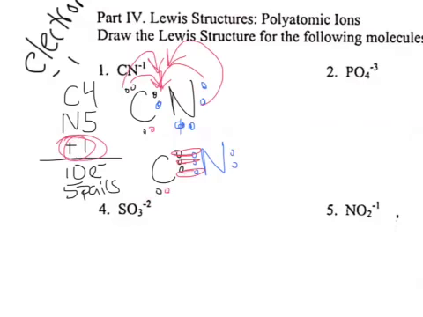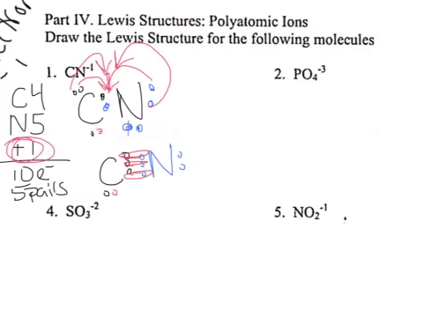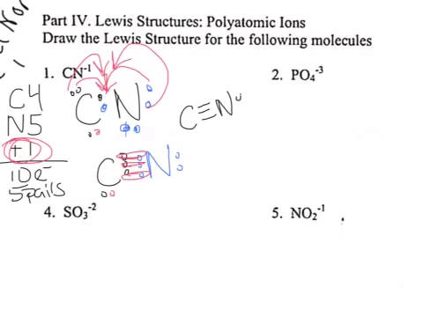Lone pair, and when we count them up, we have 2, 4, 6, 8 surrounding nitrogen, and 2, 4, 6, 8 surrounding carbon. The actual structure then is drawn like this. Carbon triple bonded to nitrogen, a lone pair of electrons and a lone pair of electrons. Okay, disregard this line here, that was a mistake.